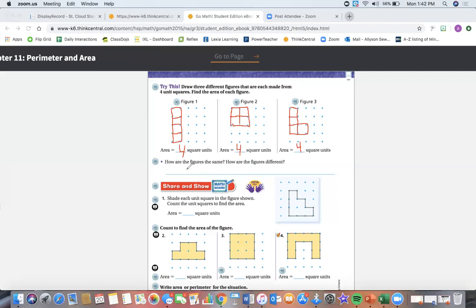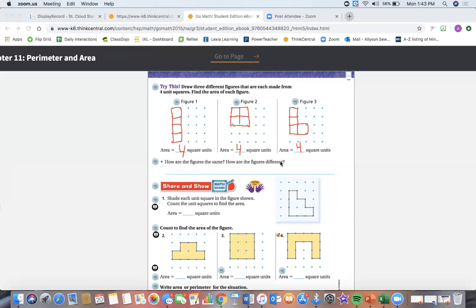All right. How are the figures the same? How are the figures different? So we know that these figures are all the same because they all have an area of 4 square units, but they are different because they are shaped in different ways. And I would write that, but it's too hard for me to write that using my little pen.